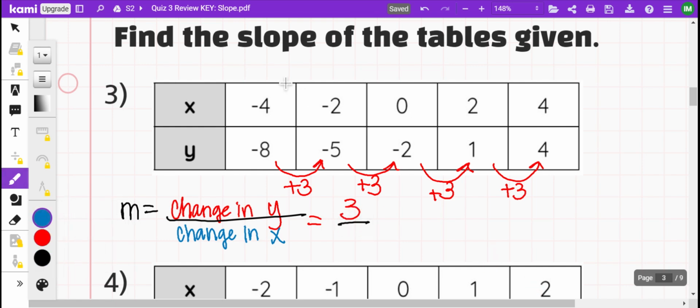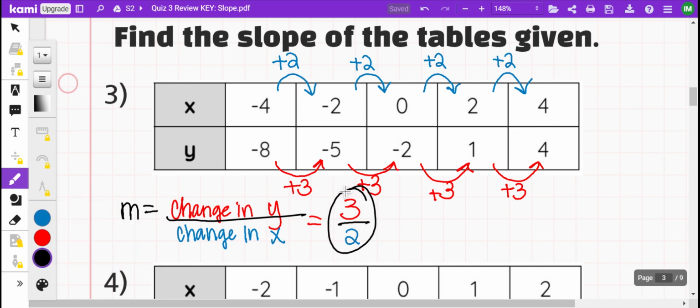For a change in x, again, I'm asking myself, how much am I changing by for each of these x values? From -4 to -2, I need to add 2, because we know we're adding because the negative is getting smaller. -2 plus 2 also gives us 0. 0 plus 2 gives us 2. And 2 plus 2 gives us 4. So our change in x is 2. And I can't simplify that, so that is my final answer.